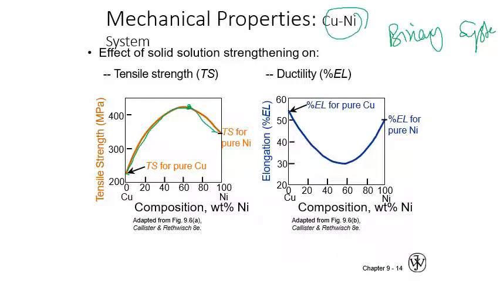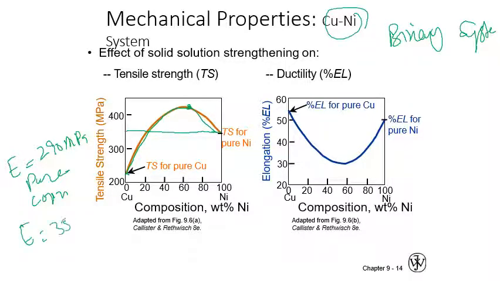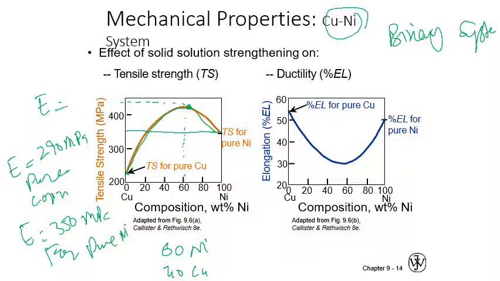For example, the tensile strength is 290 megapascal for pure copper, right? And it is almost 350 megapascal for pure nickel. Then you will see that at a composition of 60% nickel and 40% copper, the tensile strength is almost equal to 450 megapascal, right? That's how the strength varies as we increase the composition of nickel.